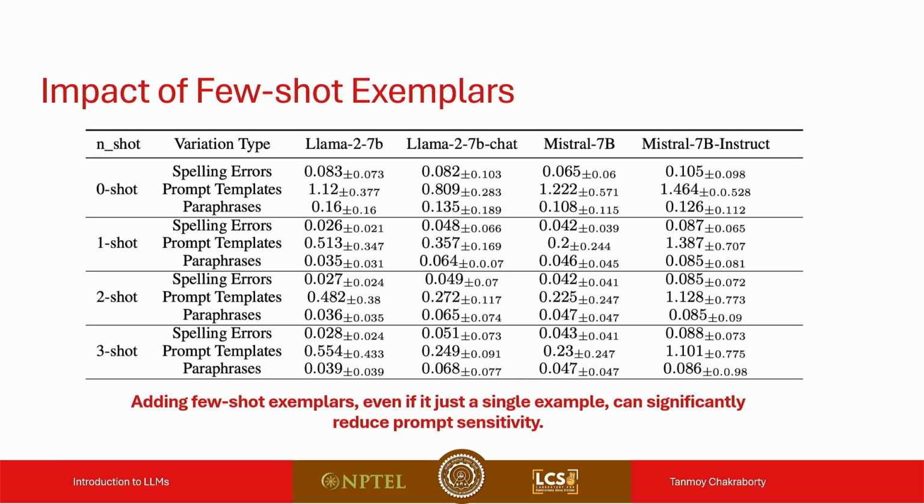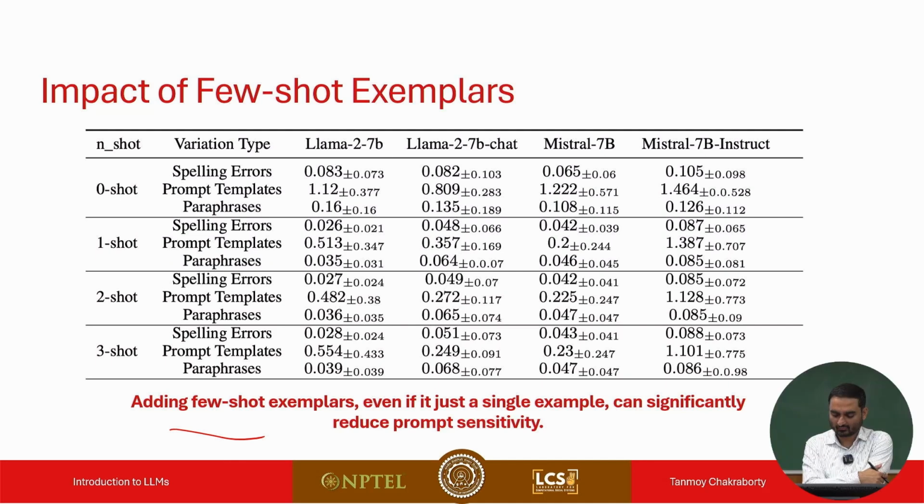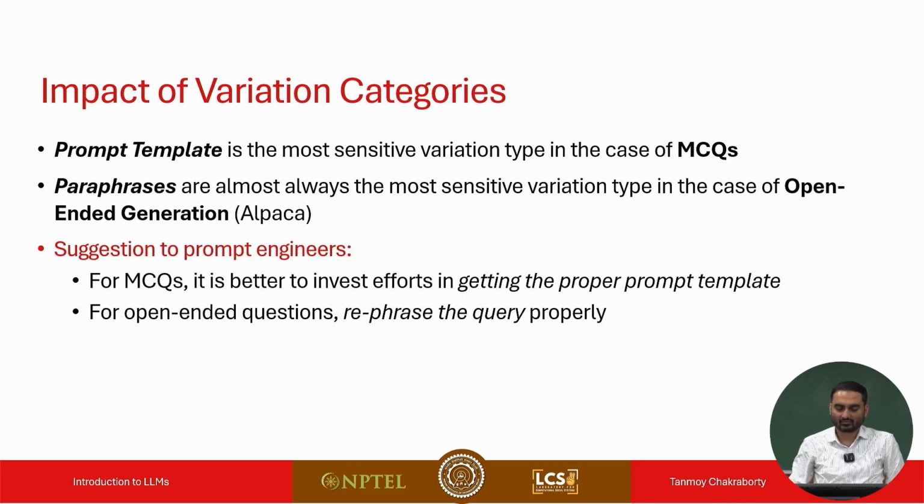Similarly, we have checked with zero shot and few shot setups, and adding few shot examples may help, and in most cases it reduces the sensitivity. That is good. Okay, so that's it. We discussed advanced prompting techniques, and how to capture the sensitivity of a prompt. We also discussed different prompting templates in the previous lecture.